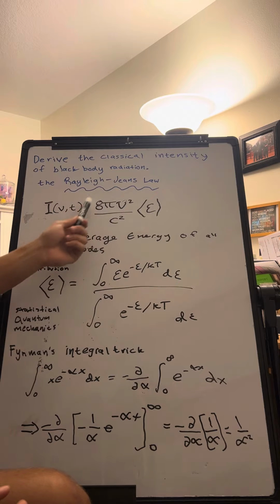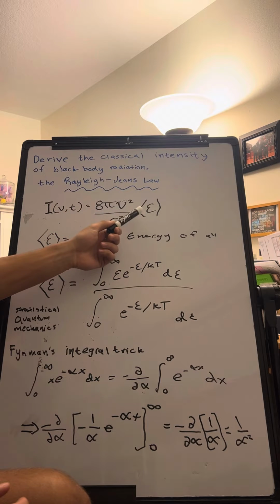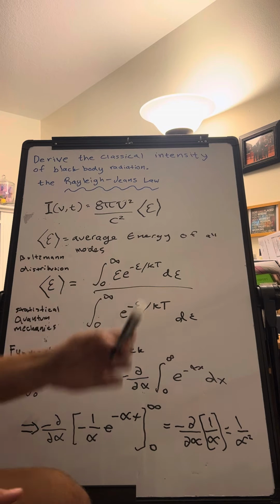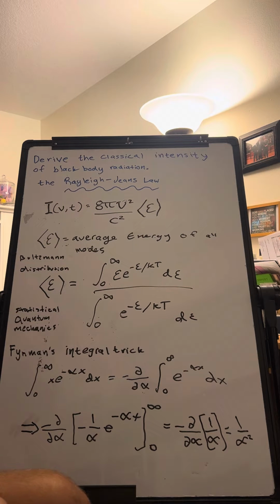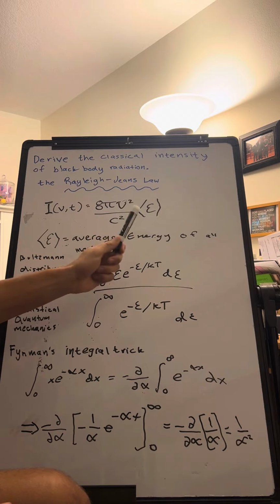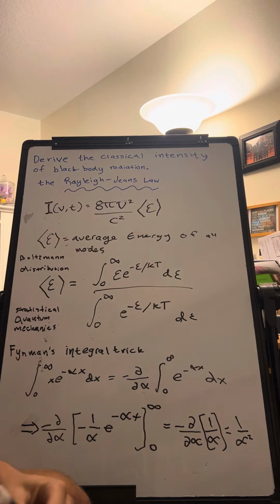There's constants, and then it's multiplied by the average energy of all modes. So what is differing between the classical equation and the modern equation is the average energy of all modes. This is the continuous version.